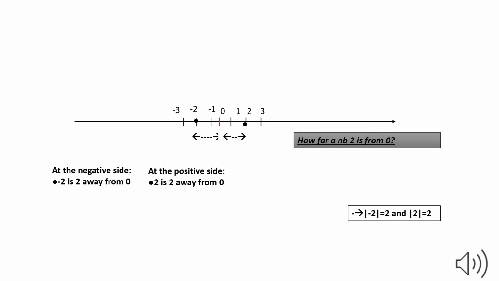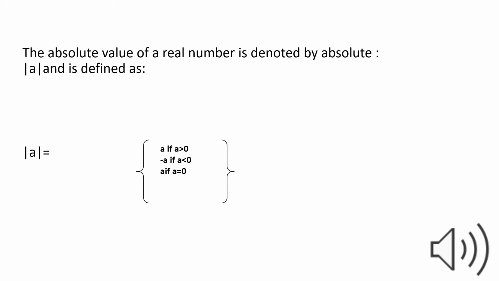We can say that the absolute value of minus 2 is equal to 2 and the absolute value of 2 is equal to 2. So the absolute value of a real number A is denoted by |A| and is defined as: |A| is equal to A if A is greater than or equal to 0, and is equal to minus A if A is less than 0.